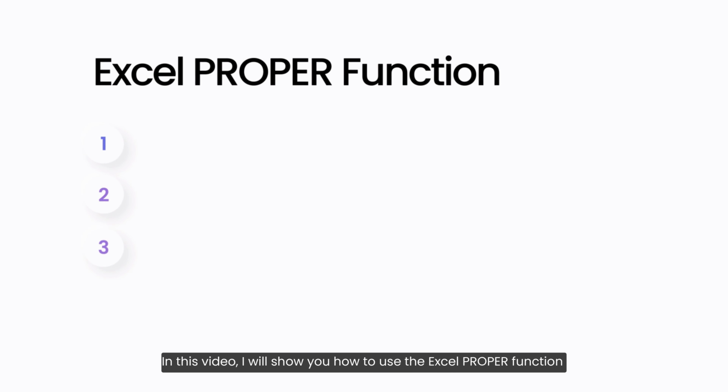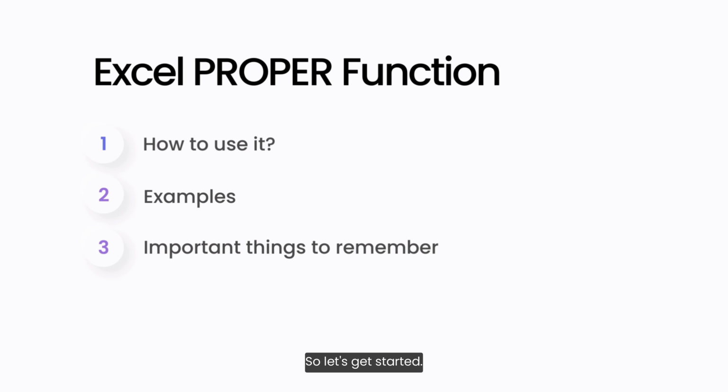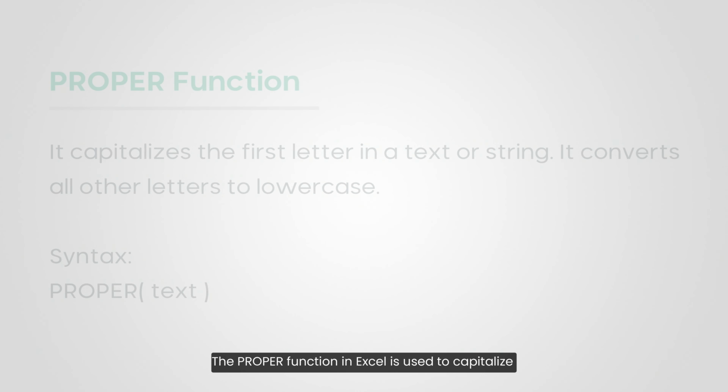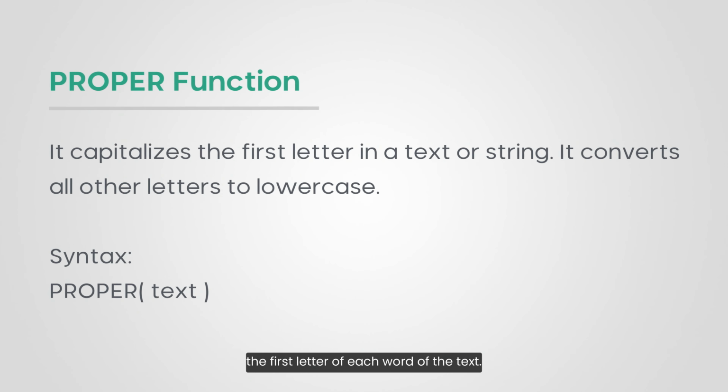In this video, I will show you how to use the Excel PROPER function along with some examples and important things to remember while using it. So let's get started. The PROPER function in Excel is used to capitalize the first letter of each word of the text. Here is the syntax of the PROPER function.